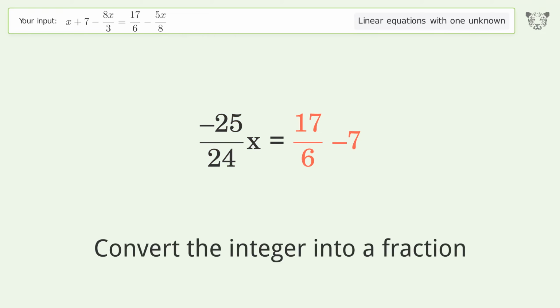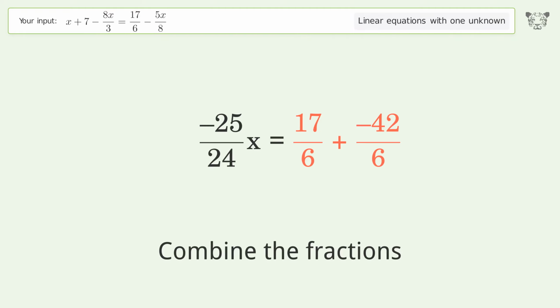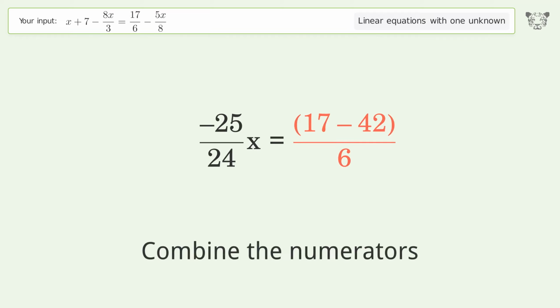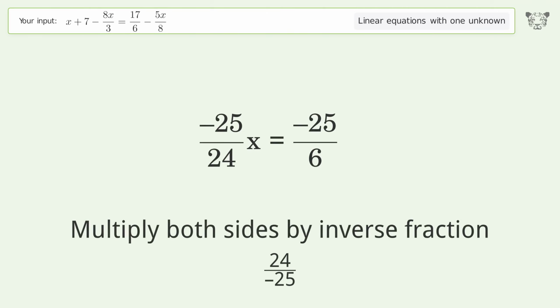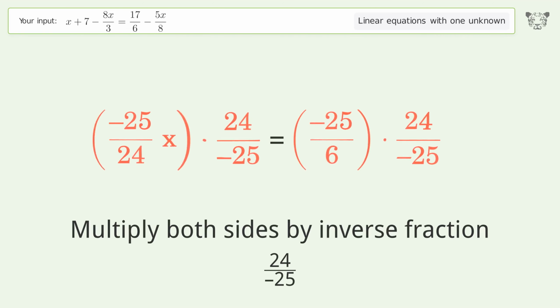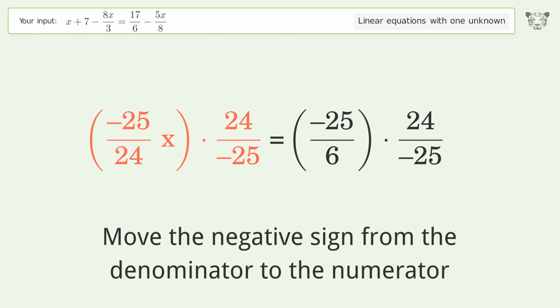Convert the integer into a fraction. Combine the fractions. Combine the numerators. Isolate the x. Multiply both sides by the inverse fraction, 24/-25. Move the negative sign from the denominator to the numerator.